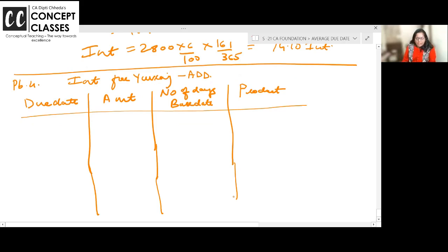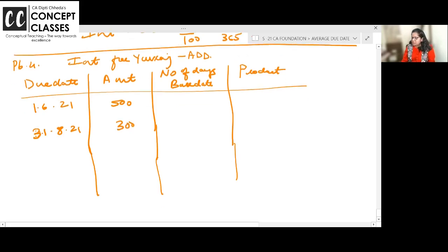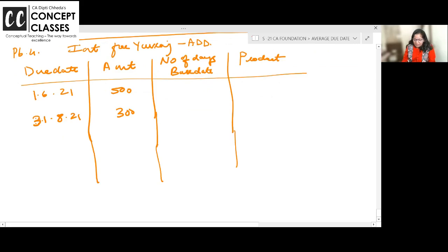So first due date is given as 1st June, 21 500. Then 31st August, 21 300. Just do it with me. Take down the sum. It is very scoring if they ask like this in the exam. 1000. 31st of Jan, 400. This time we have to calculate in months. Take 1st June as base date, 0.